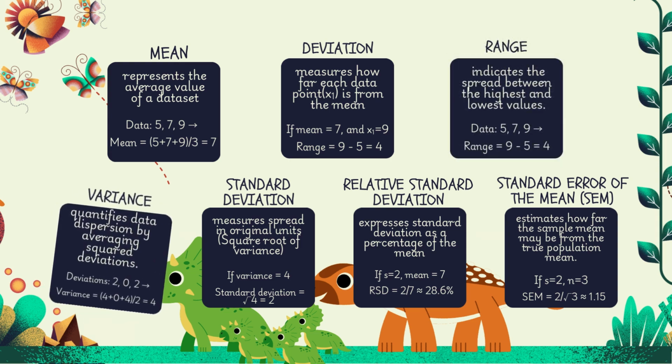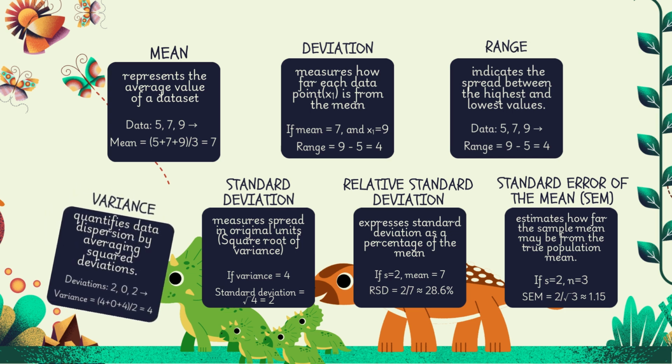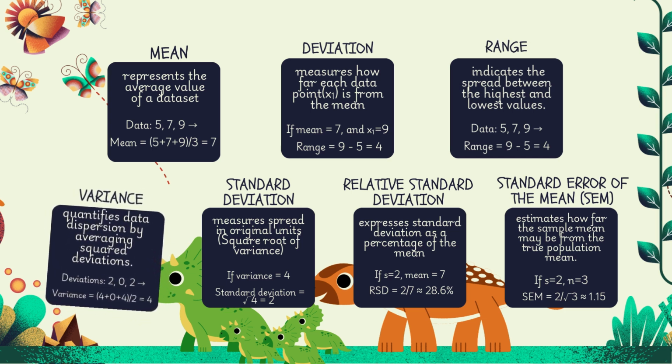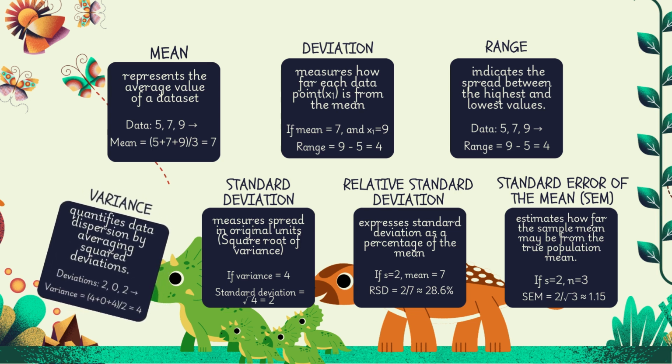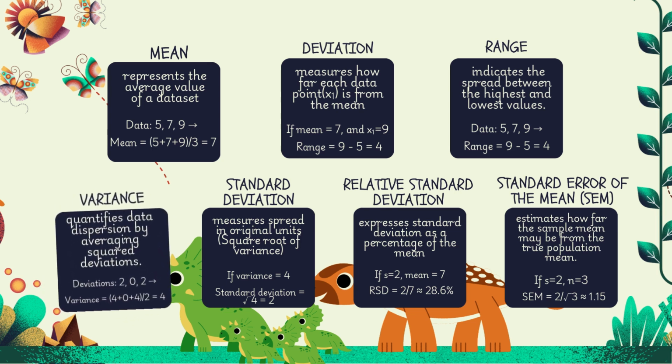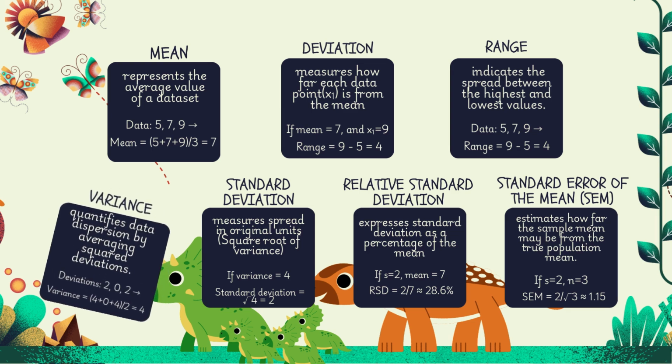Variance quantifies data dispersion by averaging squared deviations. For example, if the deviations are 2, 0, 2, the variance will become 4 plus 0 plus 4, divided by the number of samples minus 1.